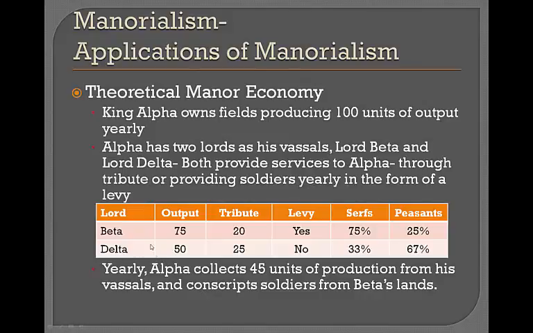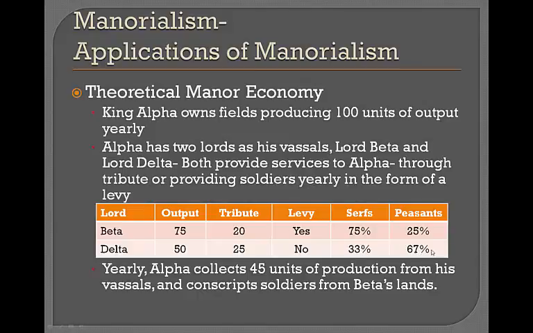Delta, on the other hand, is not necessarily a weaker lord. He just has a different setup, a different demographic he's working with. He produces 50 units of output potatoes each year. He has to give 25 of them to King Alpha, but he doesn't have to contribute soldiers in the form of a levy. Again, different feudal contracts. It's very possible you have different contracts for different lords. It's not uncommon. 1/3 of his land is worked by serfs. 2/3 are worked by peasants.